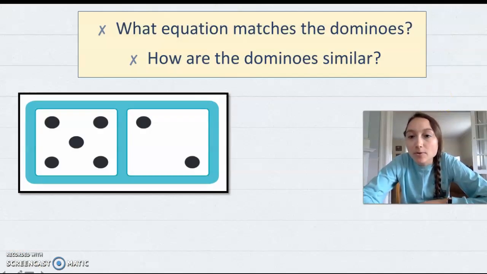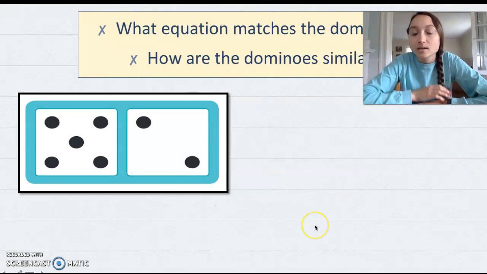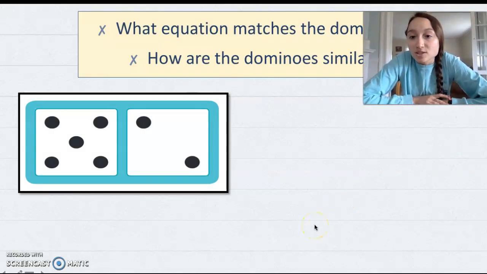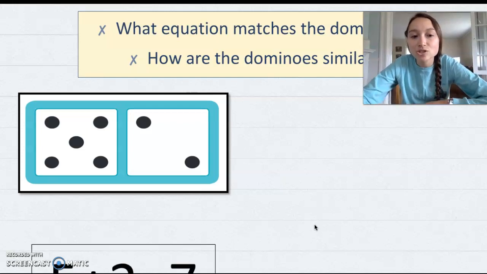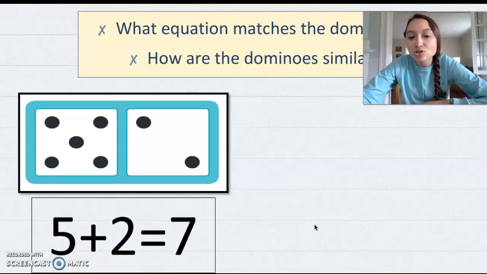Now let's look at dominoes. This is just another way of representing addition. On the last slides, we looked at a clothes hanger picture, but now we're going to look at dominoes. So what do you notice about this domino? You might say you see 2 groups, that there's a group of 5 and a group of 2. So we know altogether we would have 7 dots. If I wrote an equation to match, I would have 5 add 2 makes 7.